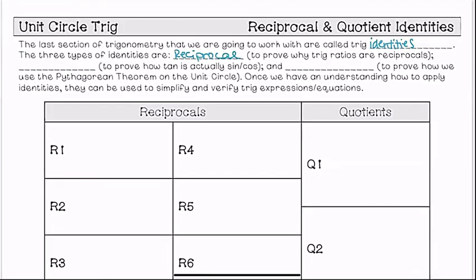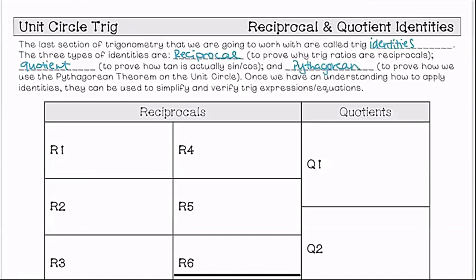The second type we have here as well are called quotient. And quotient identities explain why tangent and cotangent are the division of sines and cosines. And the last one are called Pythagorean. Pythagorean, as in the Pythagorean theorem, to prove how we use the Pythagorean theorem on the unit circle.